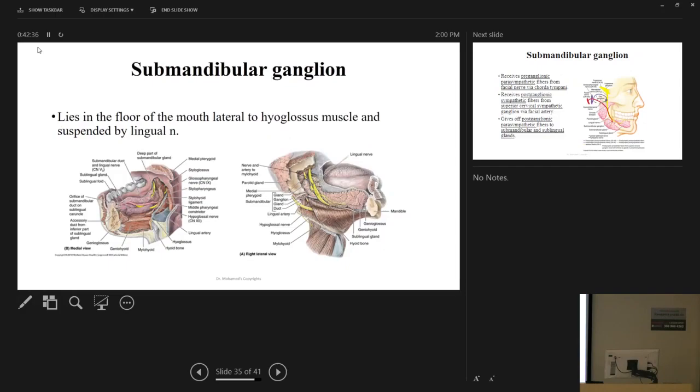Now, the submandibular ganglion, what is that? The submandibular ganglion is one of the 4 parasympathetic ganglia in the head and neck, in COPS. We talked about them. So it's here. This is the lingual nerve. The lingual nerve is a branch of what? It's coming off which nerve?